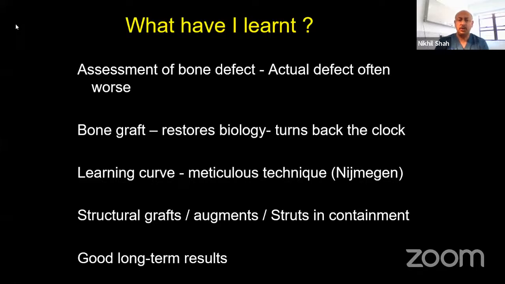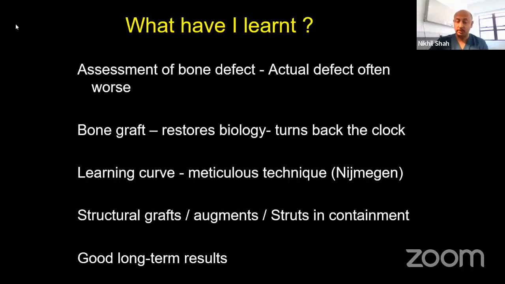So what have I learned doing all these cases? It is very important to assess the bone defect properly. The actual defect is often worse than the original defect. Bone grafting restores the biology and it turns back the clock. It allows the patient to have 1 more hip in the future. The technique is very demanding. It has to be done meticulously. So it is good if you learn it.